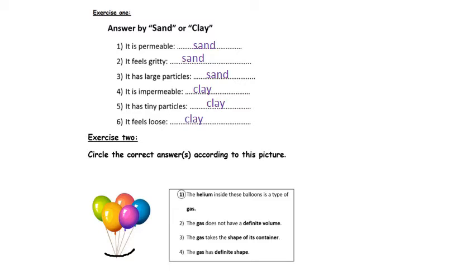Number 2, the gas does not have a definite volume. It's true, because gas does not have definite volume or definite shape. Let's read number 3. The gas takes the shape of its container. Yes, it does. Gases take the shape of their container. Number 4, the gas has definite shape. What do you think? Of course, no.